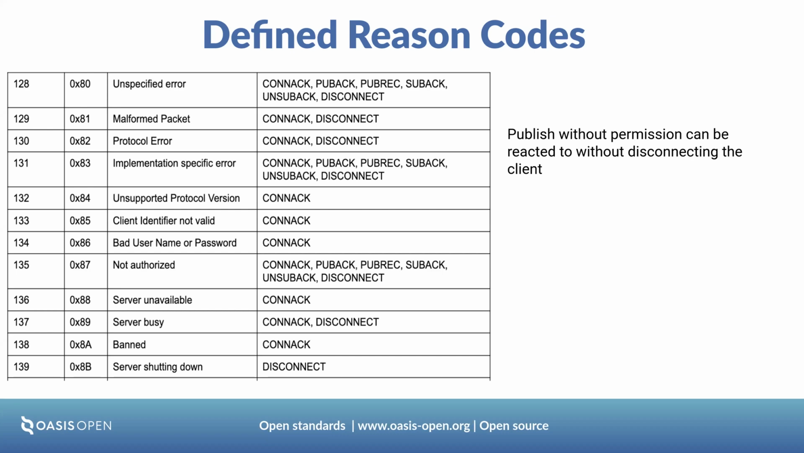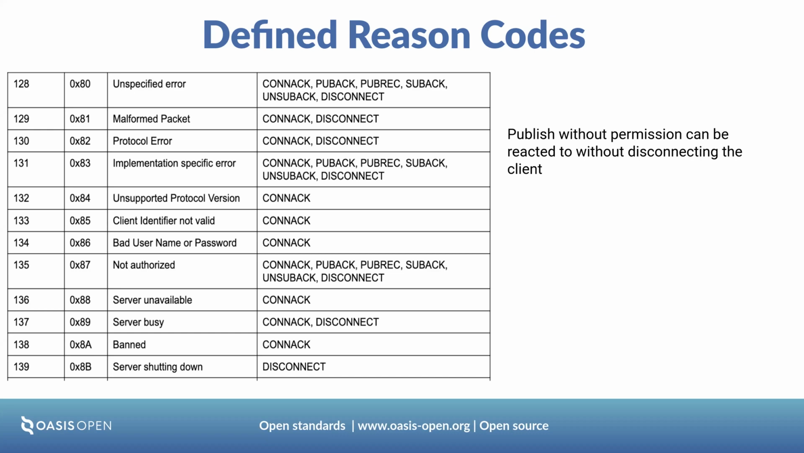In MQTT 5, you can get all of that information sent back to you in the client application. So it's much easier to go through the process of development, and implementations are much more flexible because you can determine exactly what the cause of the problem was, and if feasible, the application can go and remedy that situation itself.